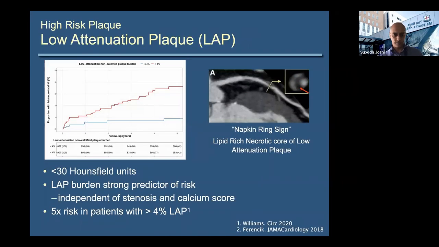Recently, this study looked at the burden of this low attenuation plaque, this lipid-rich necrotic core, and they found that that was a very strong predictor of risk and was actually independent of stenosis, and even independent of calcium score being just a marker of overall plaque burden. And if you had more than 4% of your plaque as this low attenuation plaque, your risk of death or MI was increased fivefold.